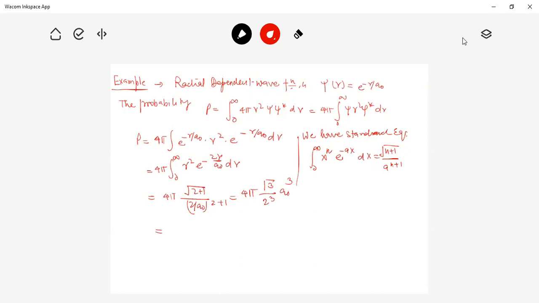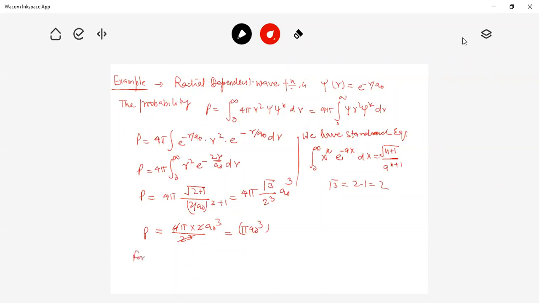So what we find, this is 2 into 1, that is 2. 4 pi into 2 a0 to the power 3 upon 2 raised to the power 3. So this is cancelled. And we have this value is pi a0 to the power 3. And normalization, this is P.